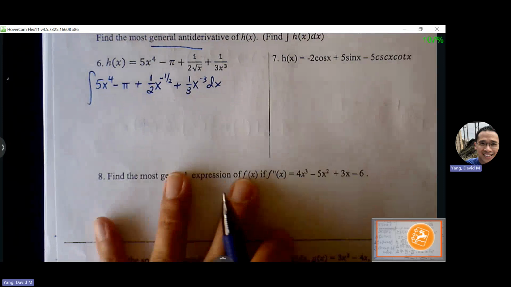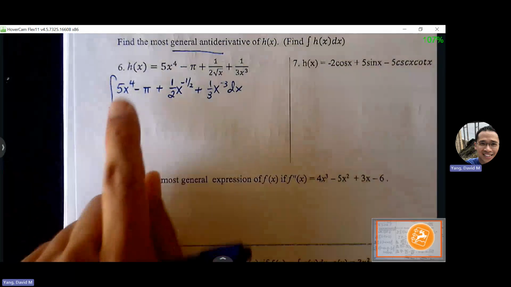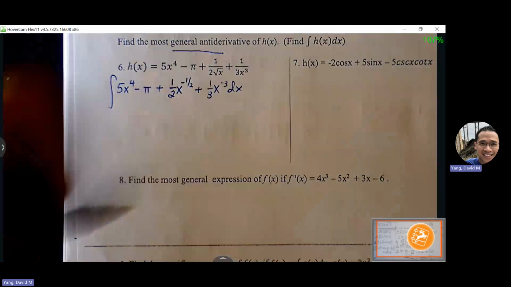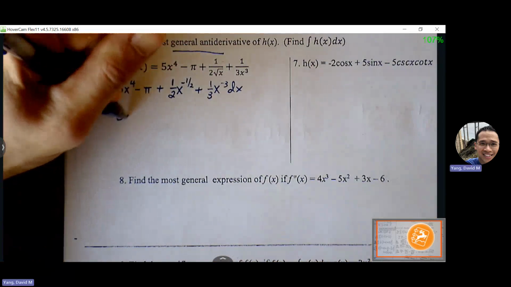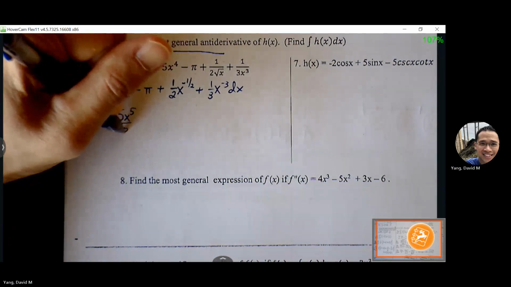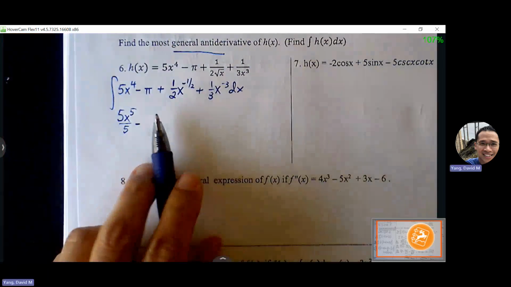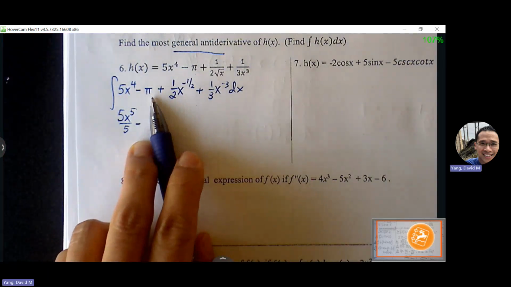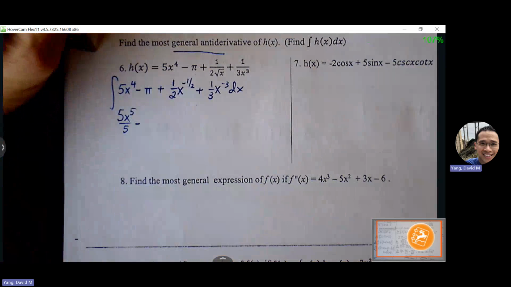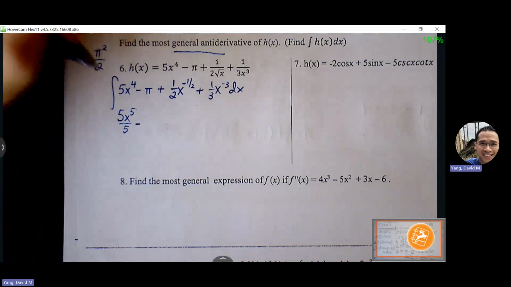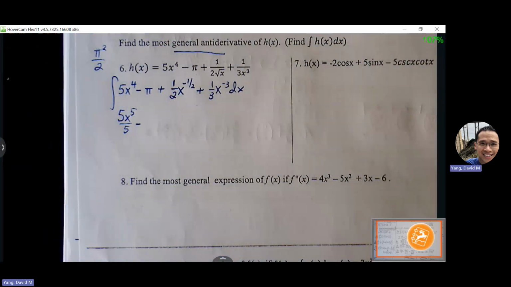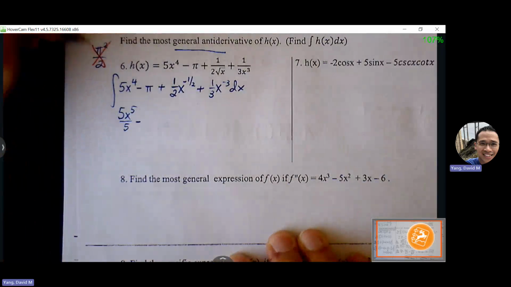Okay, so now every term is ready for power rule. We can now apply power rule. So we add 1 to the exponent, divide it by that same exponent. Okay, what does pi become? Oh, yeah. Pi x, right? It doesn't become pi squared over 2. It's not power rule. We don't treat pi like a variable, so we don't do this, right?